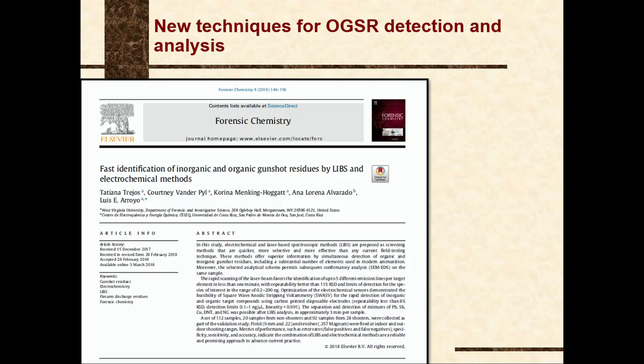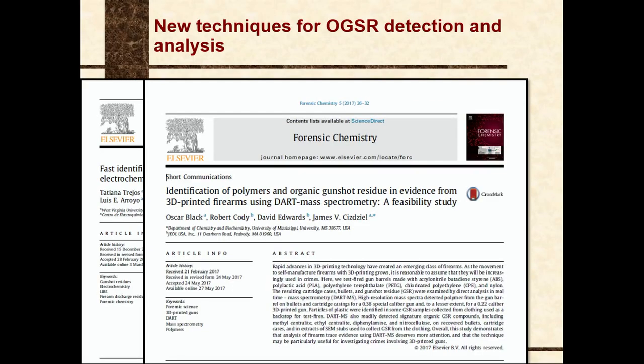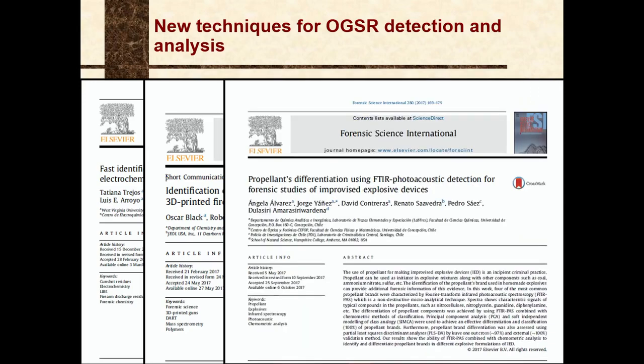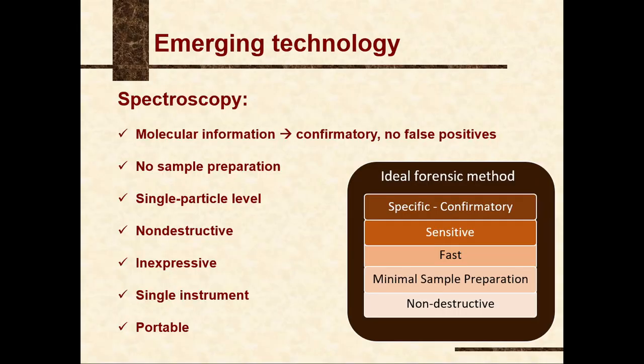There are several new technologies which are under development now for detection and identification of gunshot residue. Our previous speaker, Tatiana Travers, with colleagues, they are using LEAPS and electrophoresis for this problem. Also, DART mass spec has been reported to be usable for gunshot residue identification, as well as photoacoustic methods. But I'm a laser spectroscopist, so I would like to show you that spectroscopy actually has great potential for detection and identification of gunshot residue because it provides molecular information, and potentially it should be a confirmatory method for identification of gunshot residue. No sample preparation required.